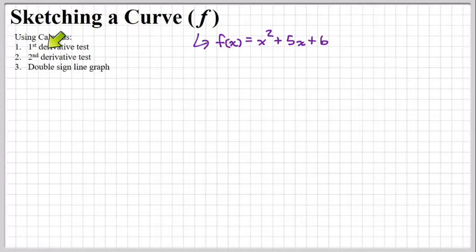And to use calculus, we're going to look at the first derivative test and the second derivative test. And the last thing I wrote here is the double sine line graph. That is just a combination of these two that we can use to finish the job.